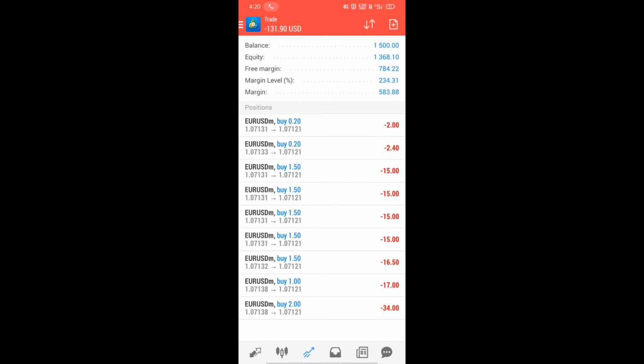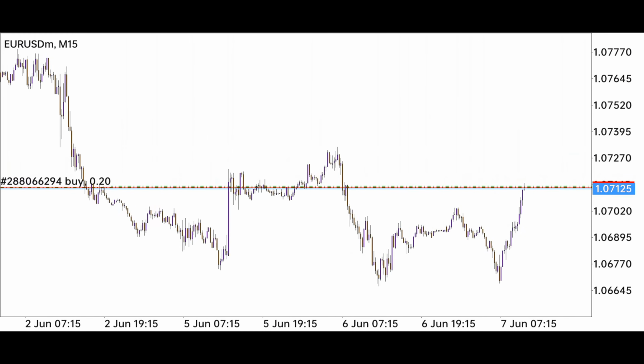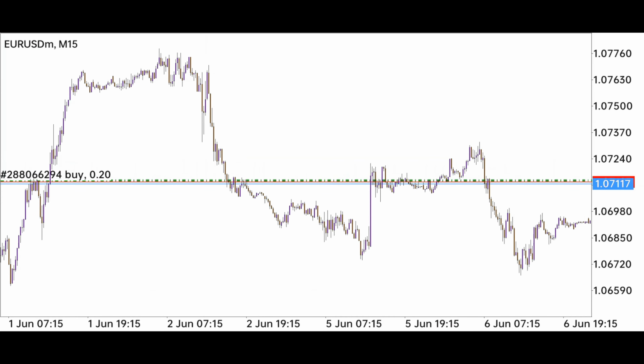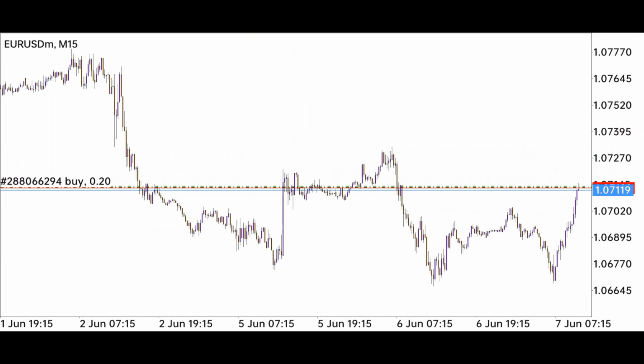Guys, this account has $1,500, which will grow with proper risk management and psychology. Now we are running a loss of around $175. We will try our best to convert the loss into profit. Here the market has been running in a downtrend for the last 5 days, but just 30 minutes ago a very good buying opportunity was created, where we can make good profit.